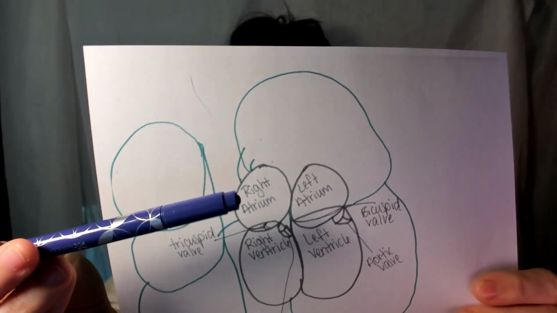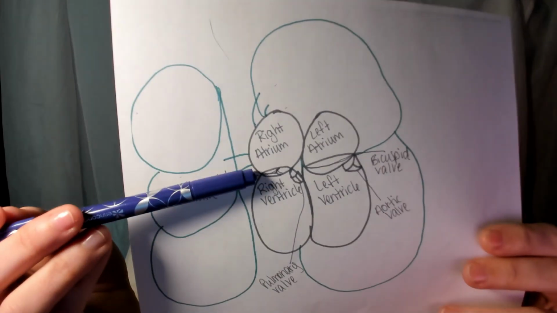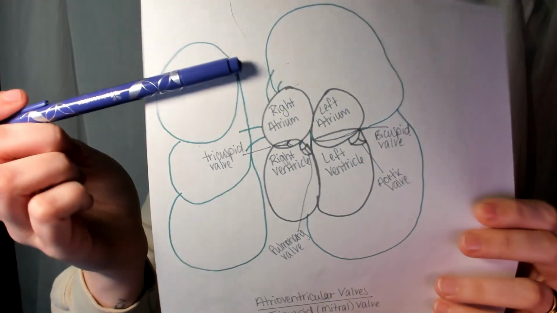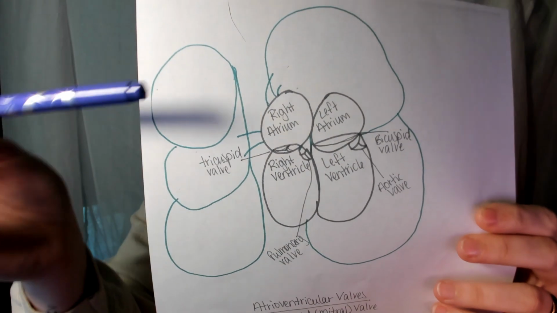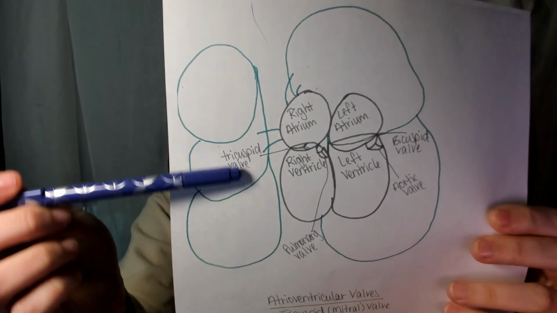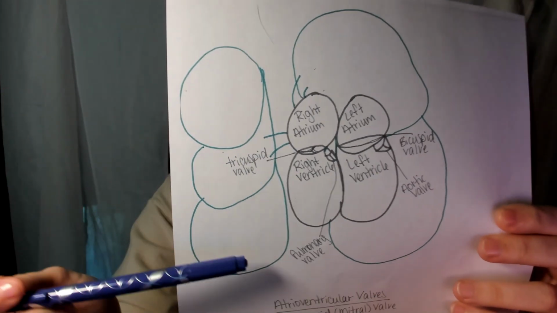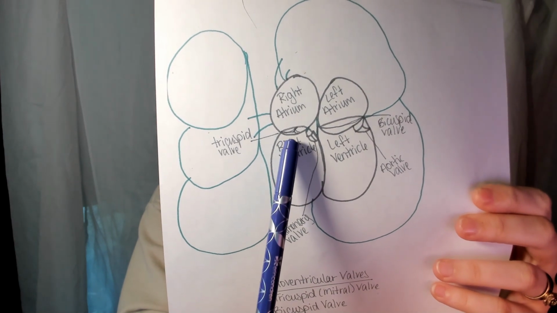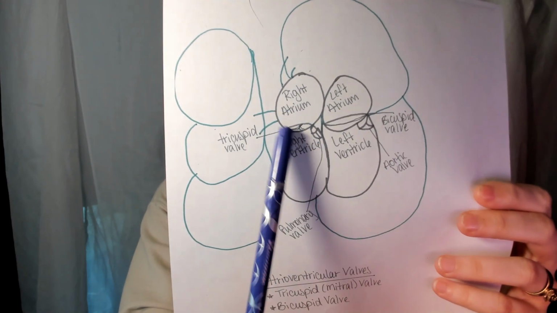Okay. And then lastly, we have the tricuspid valve, and it's between the right atrium and the right ventricle. So here's our right atrium, tricuspid valve, right ventricle. Now, this is my lungs, okay? The right lung has 3 lobes, so 1, 2, 3, and the right atrioventricular valve has 3 leaflets.